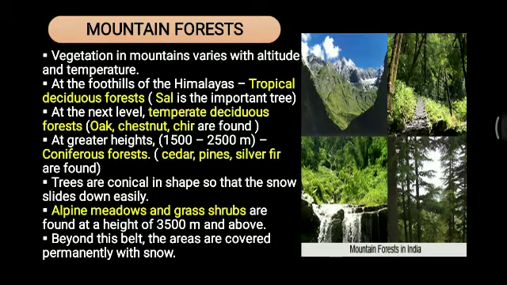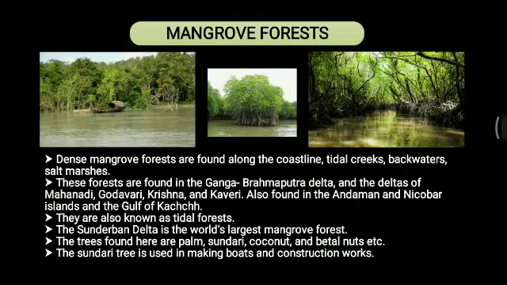Next we have the mangrove forest. Dense mangrove forests are found along the coastline, tidal creeks, backwaters, and salt marshes. These forests can survive both in fresh water as well as saline water. They are found in the Ganga Brahmaputra delta and the deltas of Mahanadi, Godavari, Krishna, Kaveri, and also in the Andaman and Nicobar Islands and the Gulf of Kutch.